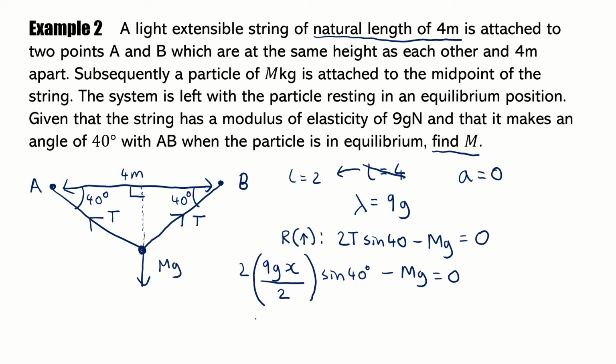We could then simplify that left-hand side a bit, so therefore we end up with 9gx sine 40 degrees minus mg equals 0. We could then also move the mg over to the other side and cancel out a g on both sides. So if we do that, we'll end up with 9x sine 40 degrees is equal to m. Cool! However, in order to find m, we now need to find what x is, and to do that, we're going to need to look at what's going on visually, again with the scenario.